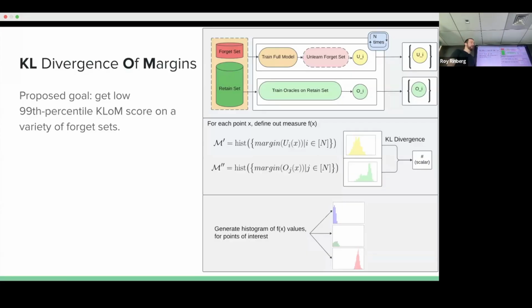So I'm still trying to understand. Your i here is sampling over models, is that right? Yes, this is a collection. We start off by getting 100 unlearned models and 100 oracle models. Oracles are the retrained models. And the histograms in the middle are histograms over these 100 models of how they're behaving on this one data point. That's right.